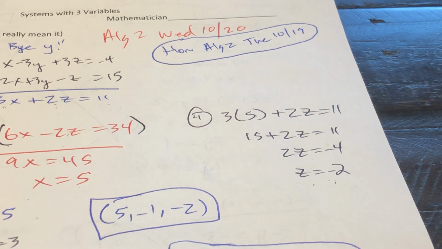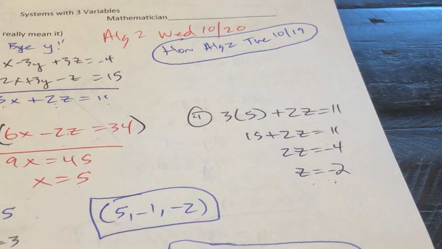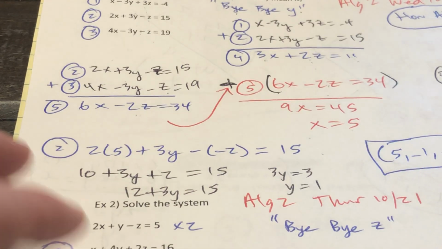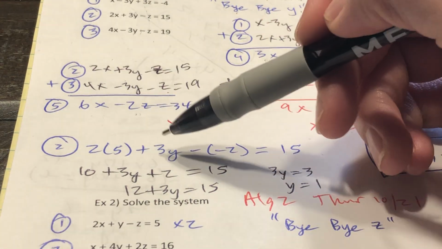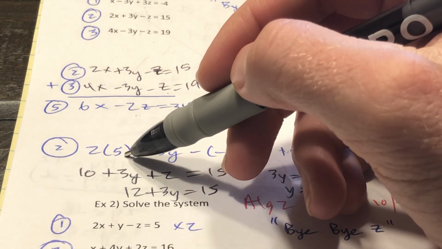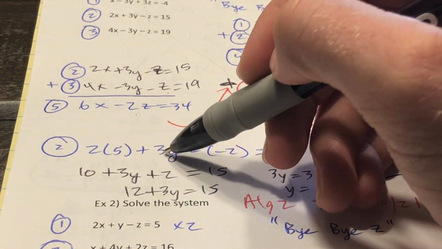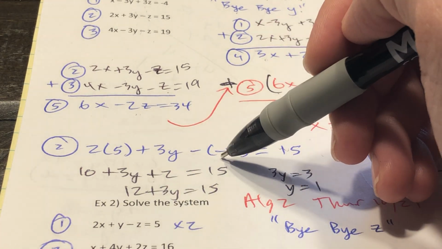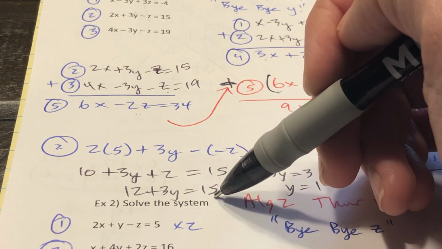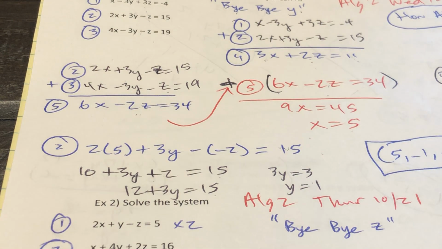I need to figure out what y is, so I need to go back to one of the 3 original equations, and I like equation 2 best because I have a positive y. Equation 2 was 2x plus 3y minus z is 15. 2 times 5, x is 5, plus 3y, minus z. Z is a negative 2, so plus 2 is equal to 15. Y is 1, and I write this as an ordered triple.